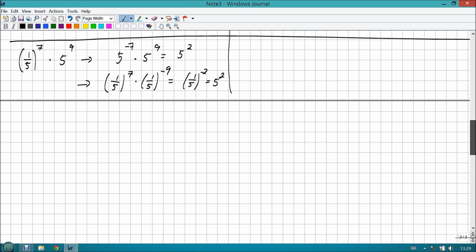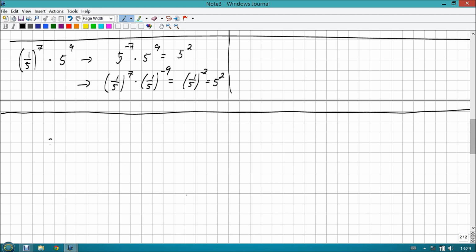Okay. Moving onwards. What happens when we raise a power to a power? So, when we're raising something to a power, we're really just multiplying it over and over and over again. And when we multiply two things of the same base, then we end up adding the exponents.